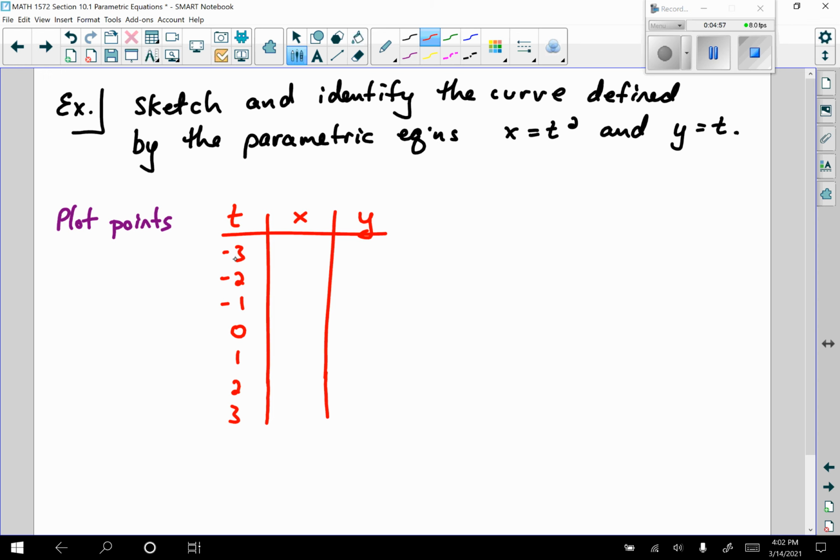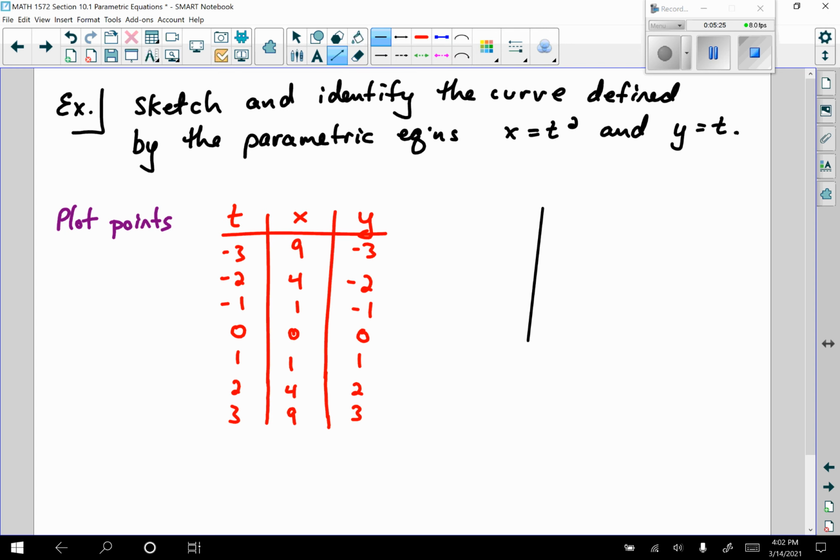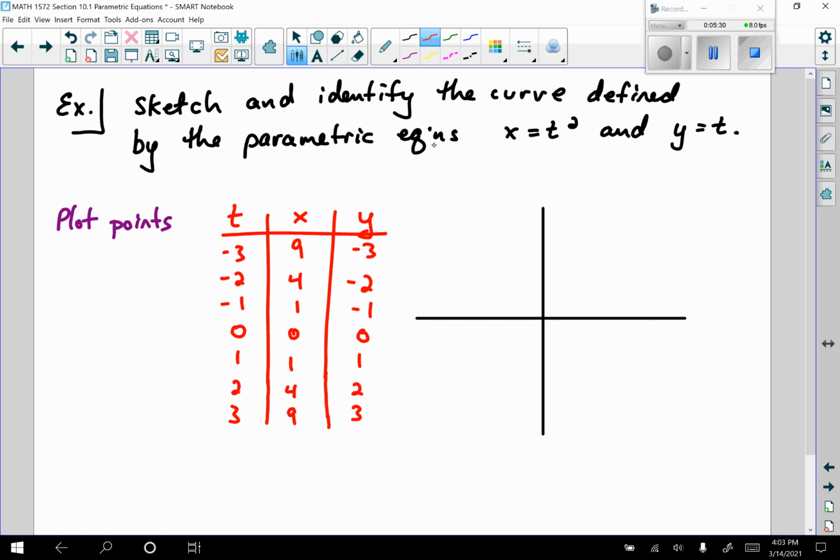All right, so let's say we've got -3 for t. X is t squared, so that's going to give us 9, and y is equal to t, so that's going to give us -3. Then we're going to have 4 and -2, and we'll have 1 and -1. We'll just have 0, 0, and we'll have 1 and 1, 4 and 2, and then 9 and 3. So we'll go ahead and plot this. Now again, we're plotting the points x, y, so we want to call the ordered pairs just x and y here.